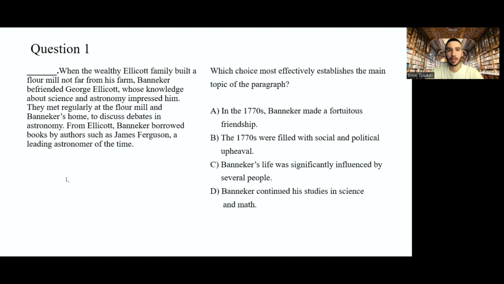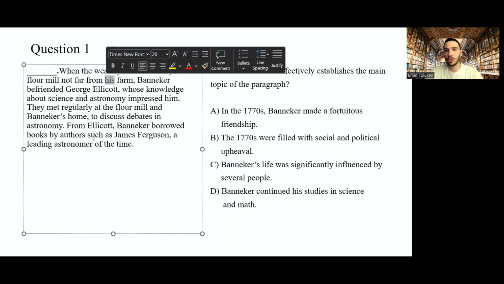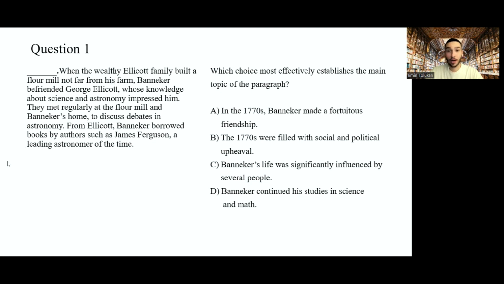Maybe you are. When the wealthy Ellicott family built a flour mill not far from his farm, whose farm? Who is he? His farm. Who are they referring to? Well, they will mention it after the comma. Remember, always wait for the information. It will come. So, Banneker befriended George Ellicott. Who is George Ellicott? Who is Banneker? These are two different people, and you have to keep it in mind and maybe even imagine them. Okay, there are two different people.